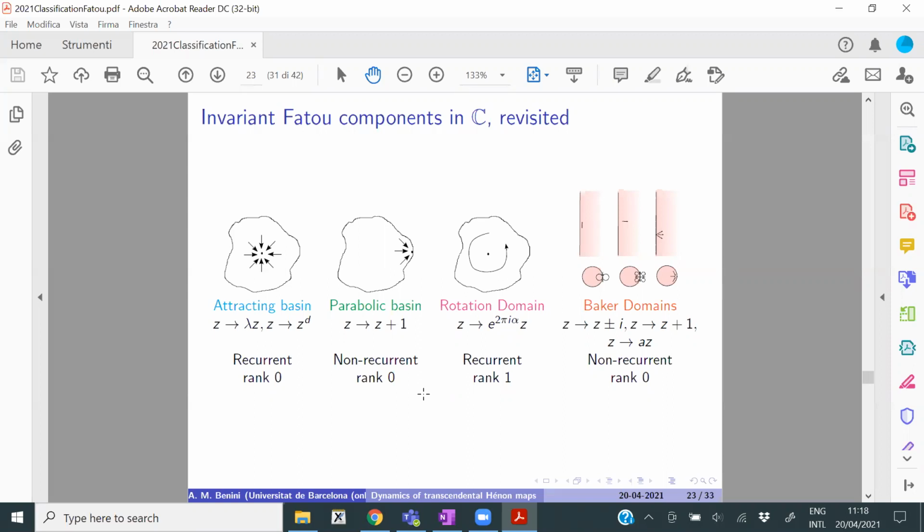Baker domains are all non-recurrent. In fact, they're all escaping, okay? And what is the rank? It's always 0, because if you converge to the boundary, it is a point, the point at infinity, so the rank is always 0.